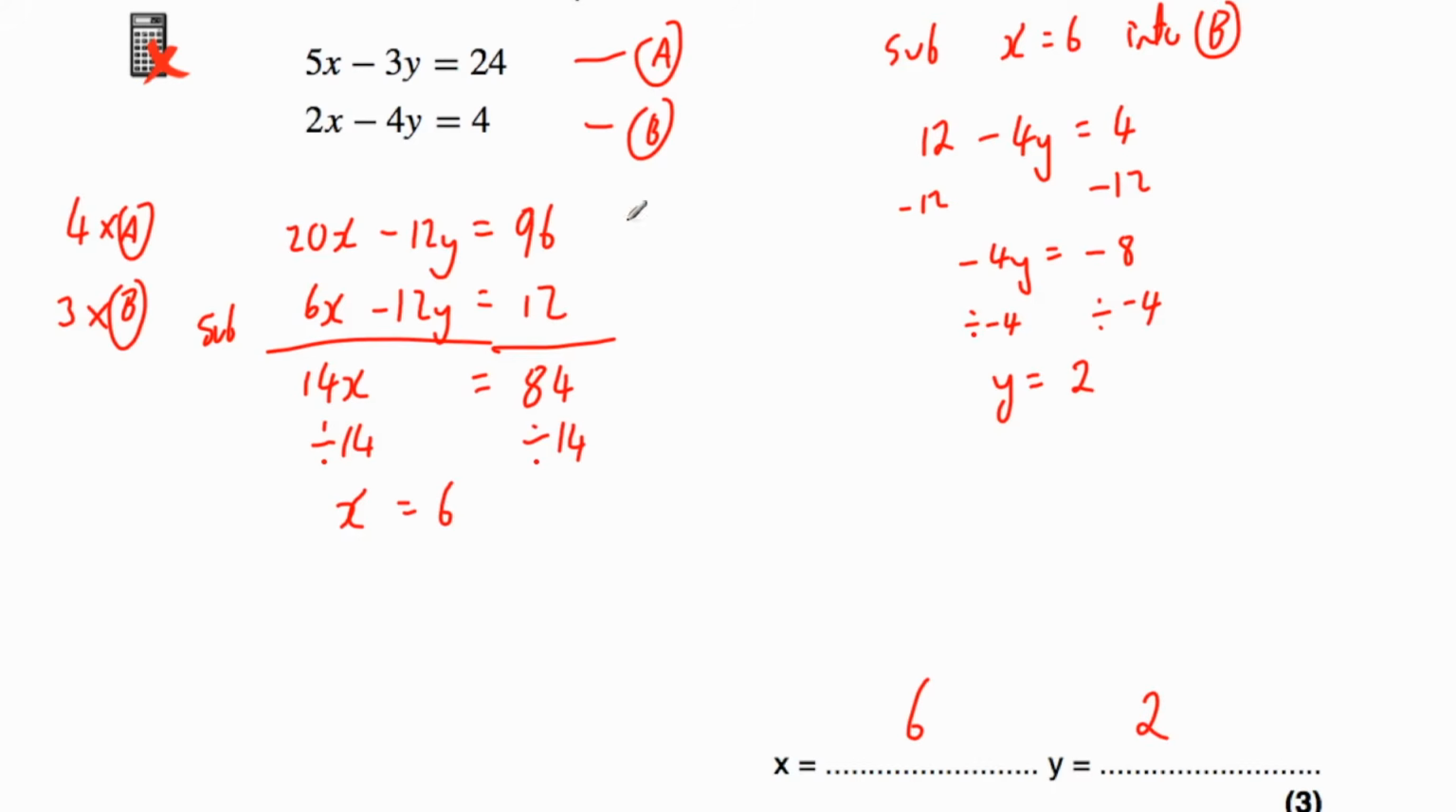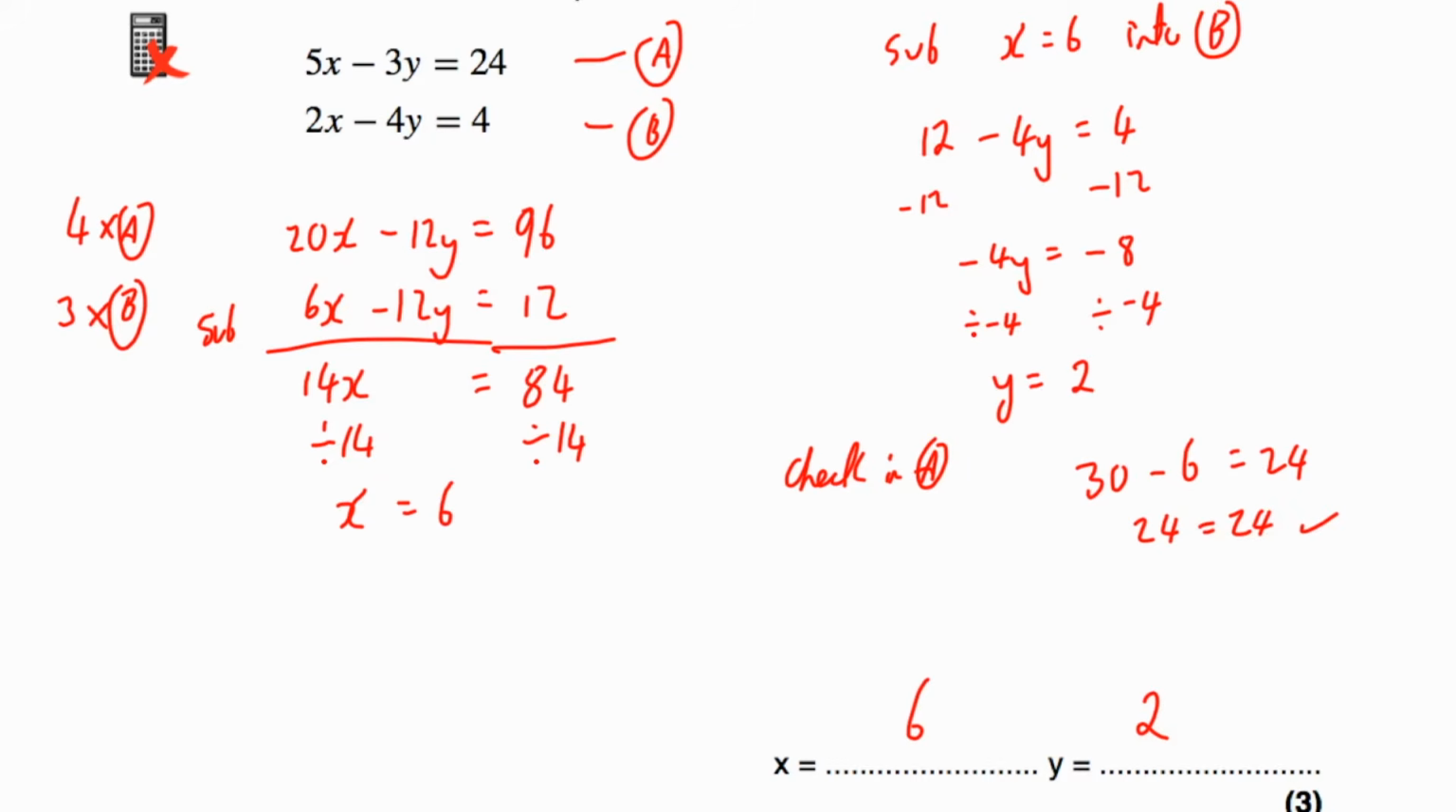And let's just check in A. So 5 times x, that's 5 times 6, that's 30. Minus 3 times y, that's 3 times 2, which is 6, should hopefully be equal to 24. 30 take away 6 is equal to 24, so we've got 24 equals 24, which is correct. So the answer is x equals 6 and y equals 2. Okay, let's have a look at our next question.